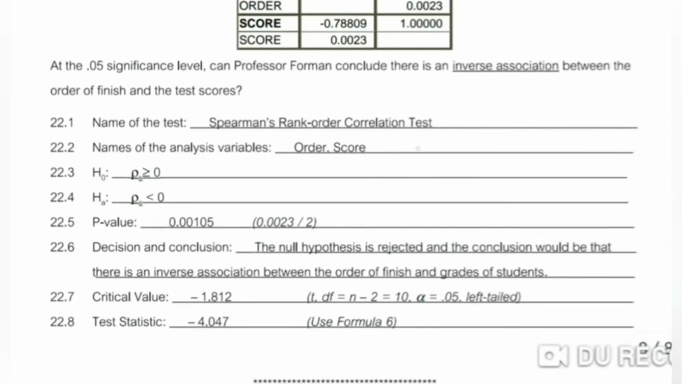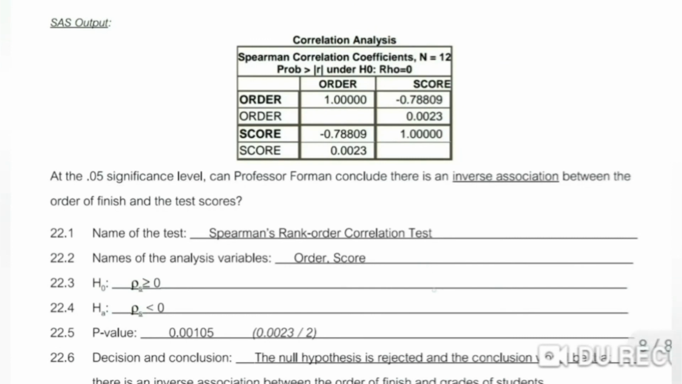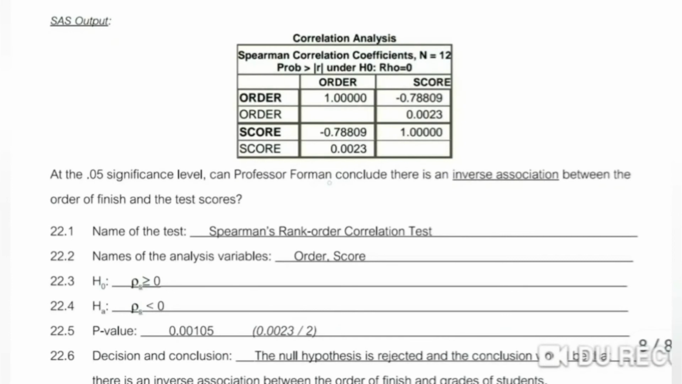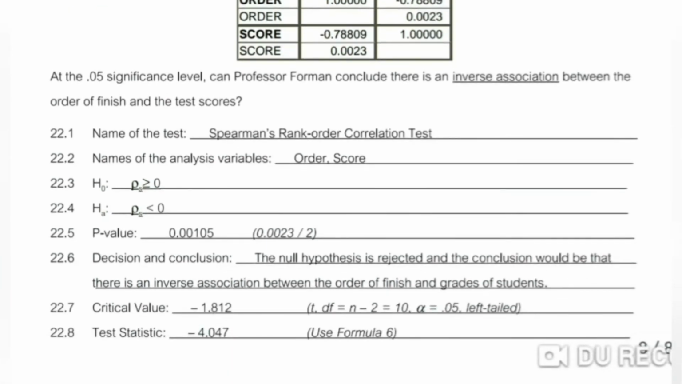Okay, critical value reading. You can check. You go to the t table, alpha 0.05, row 10, because n is 12, n minus 2, row 10. If you go there and read, you will see 1.812. But your test is a left-tail test. 22.4 HA: rho S is less than 0. Rho S is on the left of 0 on the real number line. This is called a left-tail test. Therefore, you write the negative critical value, negative 1.812.